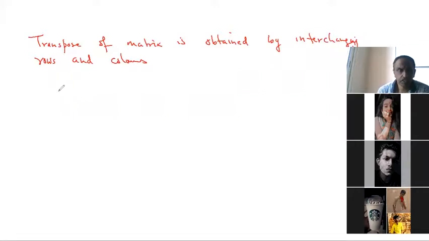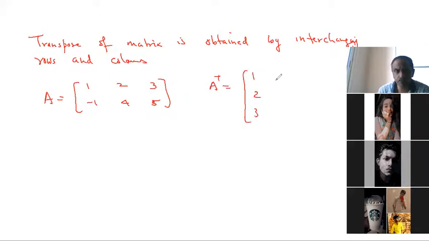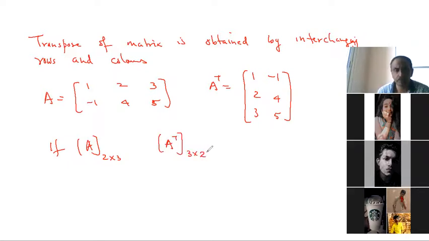Okay. Then, for example, A is 1, 2, 3, minus 1, 4, 3, 4, 5. How will you write A transpose? 1, 2, 3 will become a column, and so on. So if A is of order 2 by 3, A transpose will be of order 3 by 2. Is it fine? Yes, sir. Okay. Now we go to the next. Everybody has written that? Yes, sir.